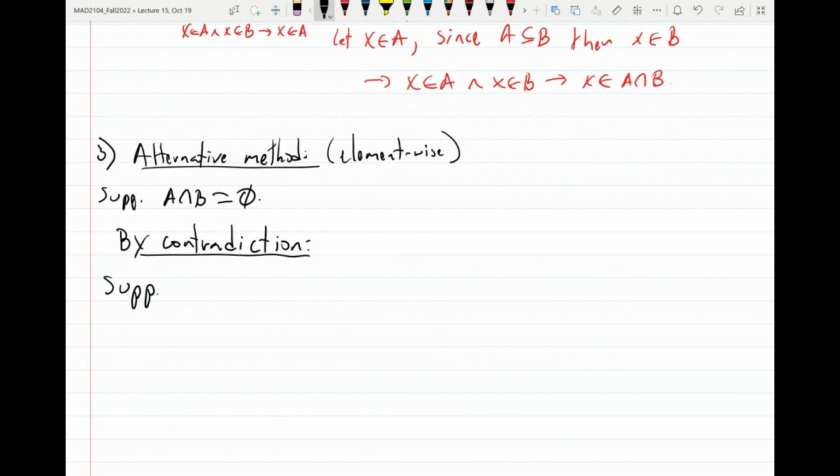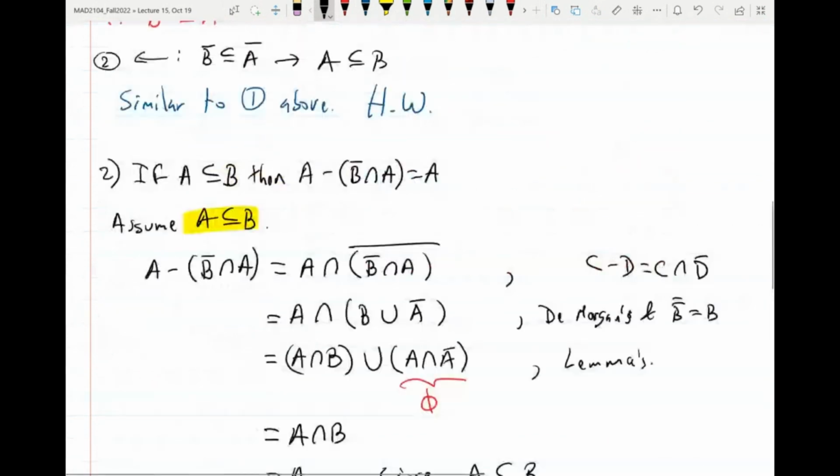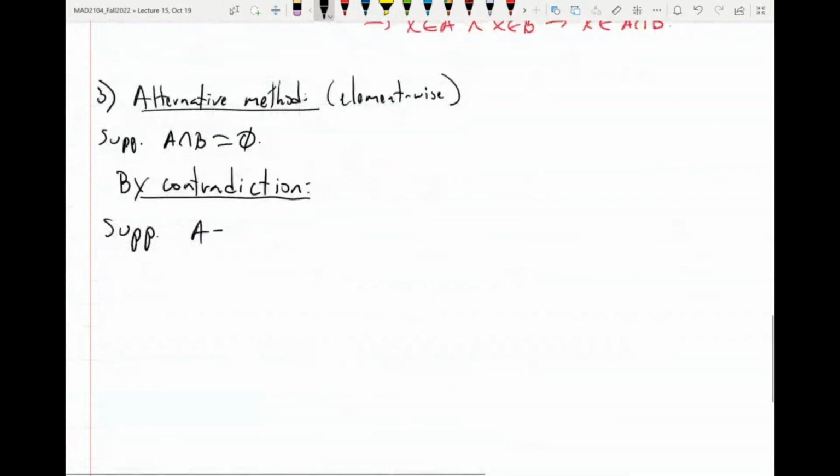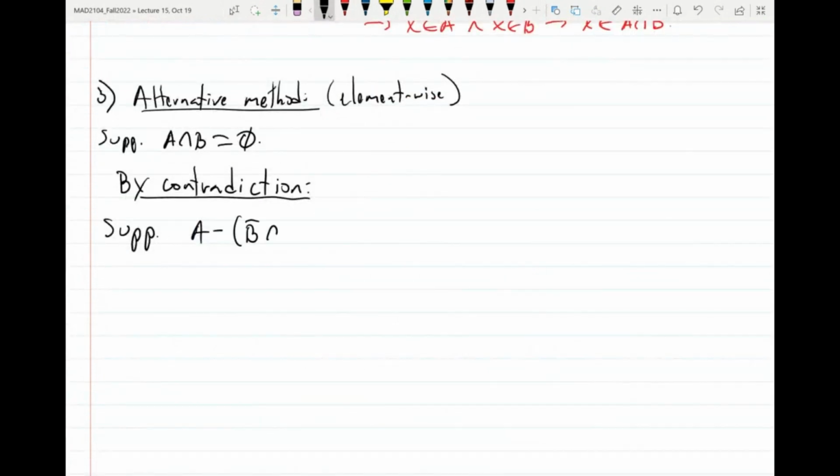So now by contradiction, suppose that A minus, what was the other part? B complement intersection. Suppose that this is not empty. Remember, our job is to argue that this is empty. In other words, this has no elements. We're going to do it by saying, suppose it has an element, and then get to an issue there. All right, so suppose that this is not empty.